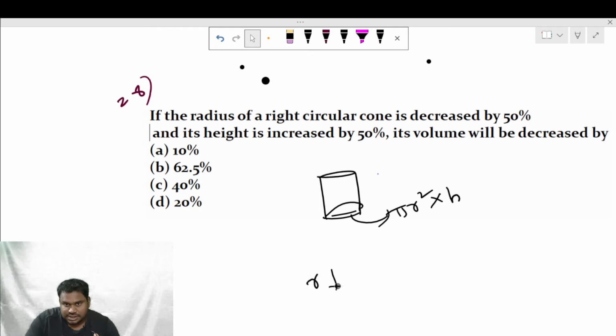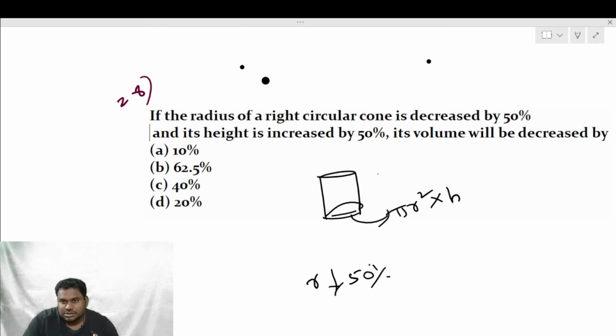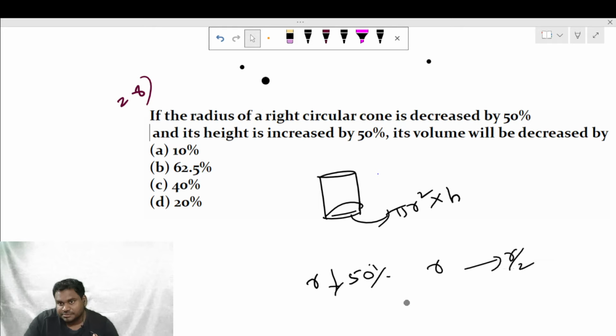R is decreased by 50%. Initially it was R, now it became R by 2. And the height is increased by 50%, which means H has become 1.5 times H. Initially it was 100, now 0.5 is added, so 1.5 times H. 1.5 means 3 by 2, so 3 by 2 times H.